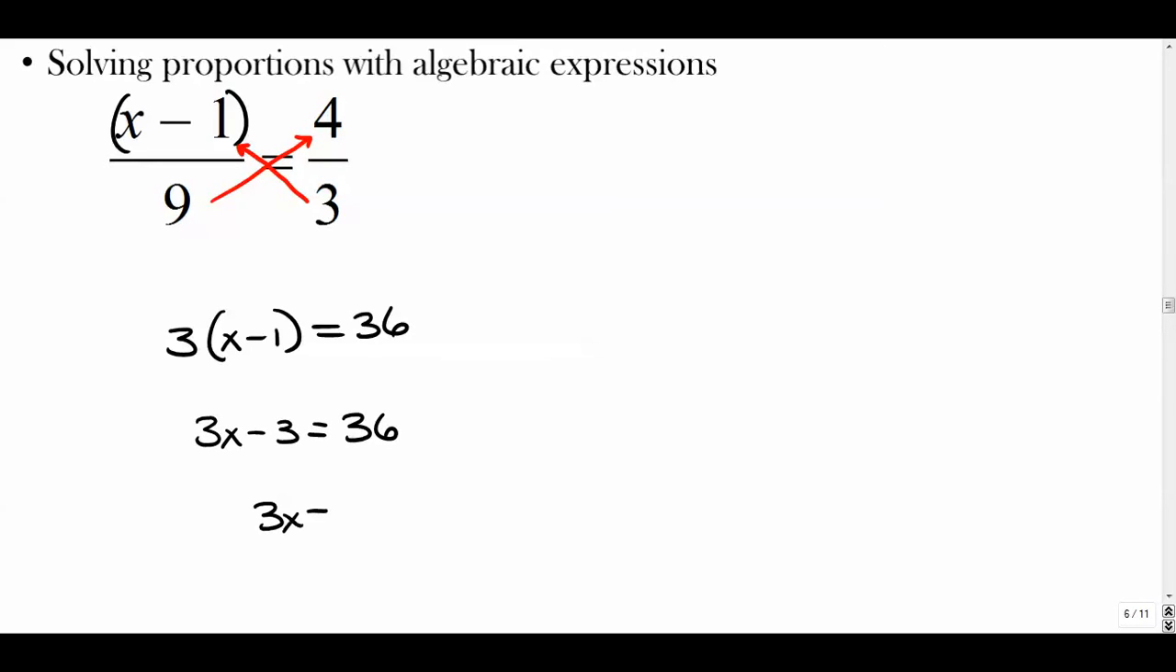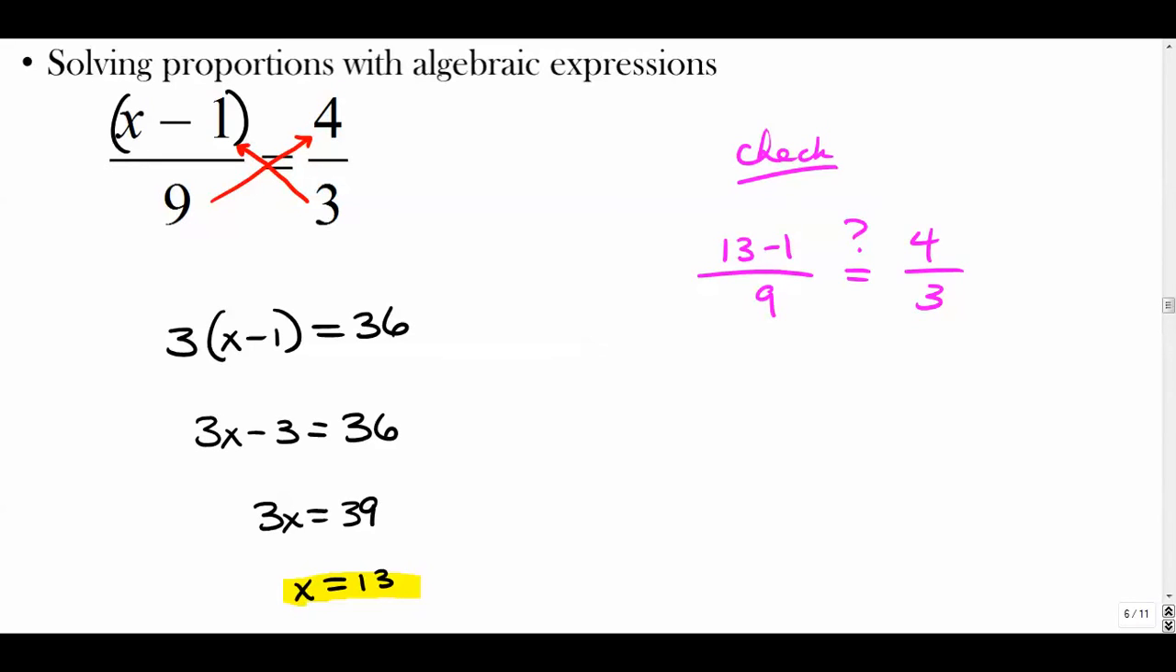Add 3, divide by 3, which is 13. x is 13. And as always, you can feel free to check that back in. When you check it, 13 minus 1 over 9, does that equal 4/3? Well, 12 over 9 definitely equals 4/3. Cool.